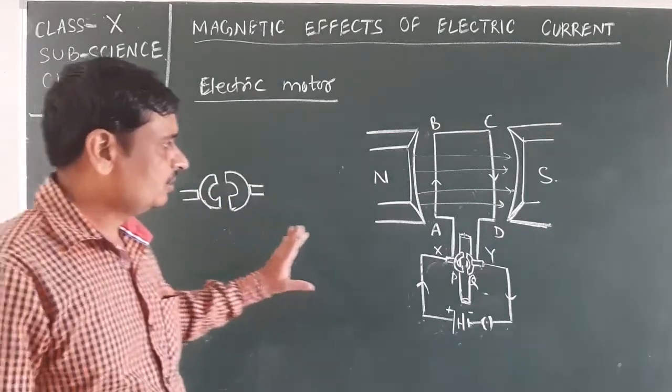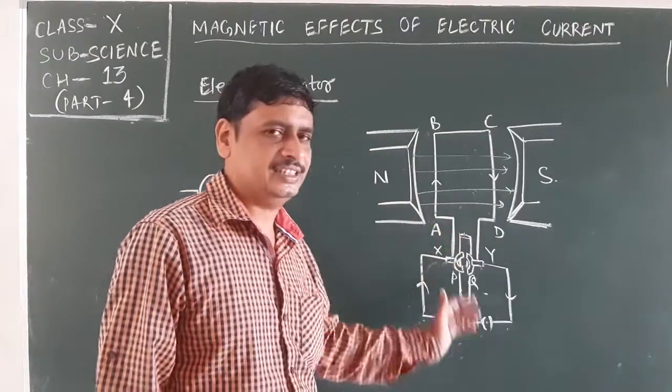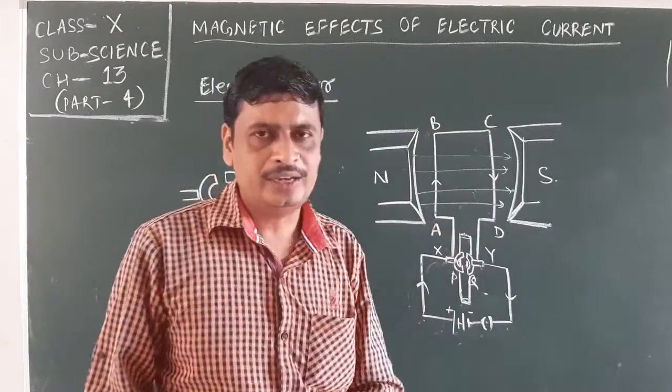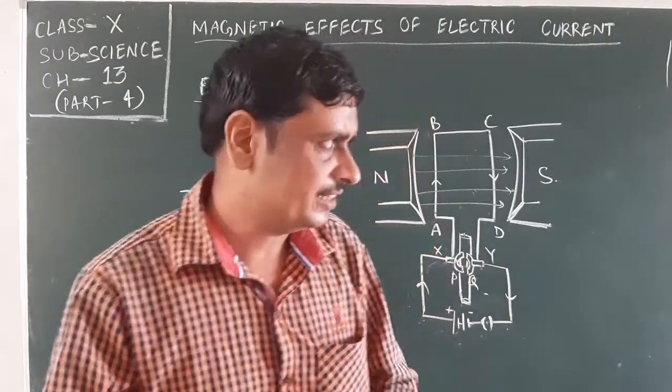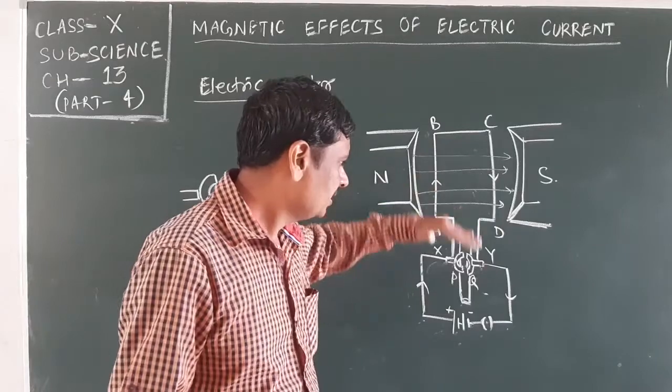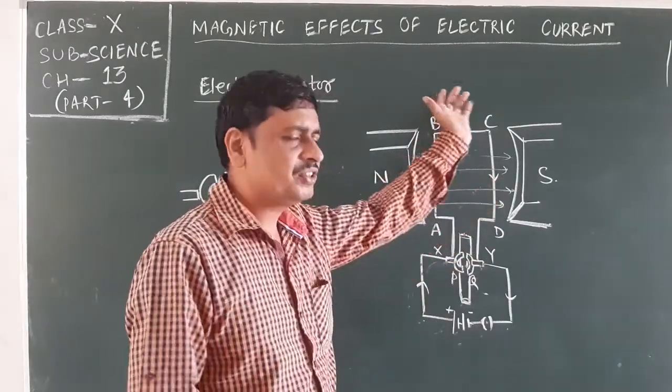This is the position when it is going to start to rotate, and when it starts to rotate, side AB comes to the downside and CD comes to the upside.